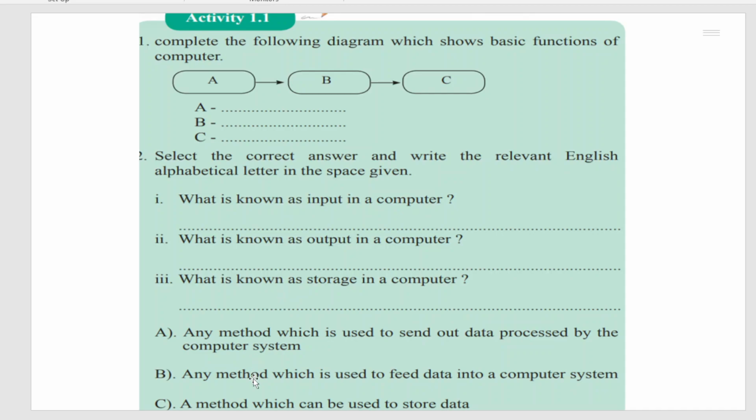Okay, then the third one is what is known as storage in a computer. Can you see in here the C statement, a method which can be used to store data, that is about the storage, no? So you should put the letter C in the third sub question. Okay, you can pause the video and you have to write down this activity also.